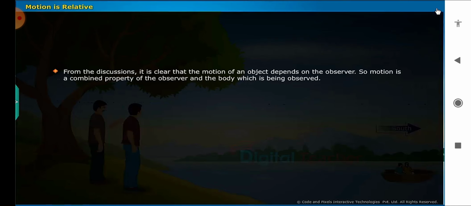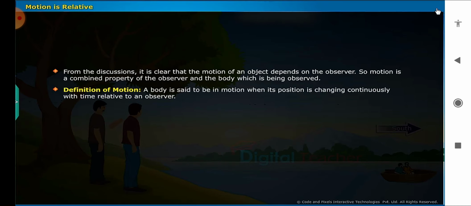From the discussions, it is clear that the motion of an object depends on the observer. So motion is a combined property of the observer and the body which is being observed. Definition of motion. A body is said to be in motion when its position is changing continuously with time relative to an observer.